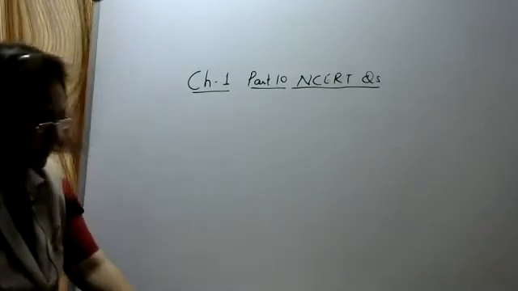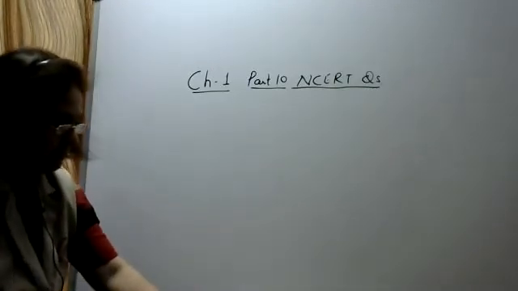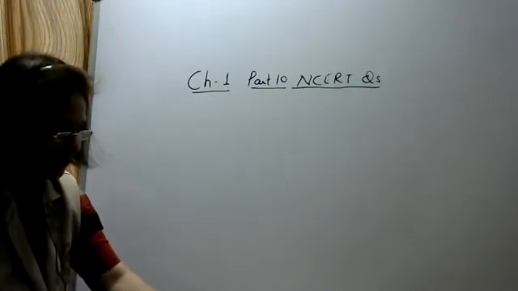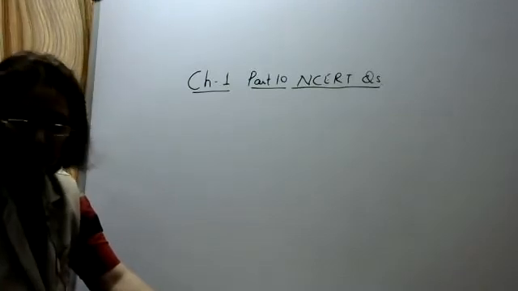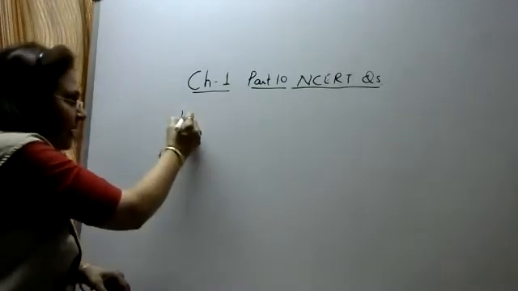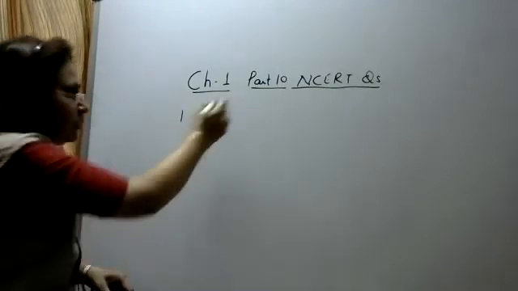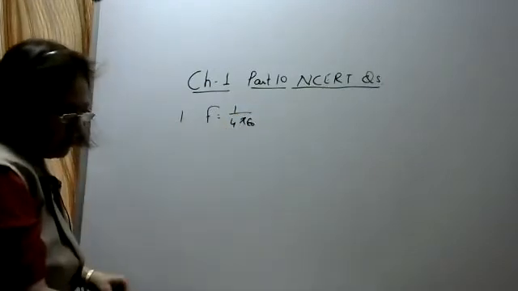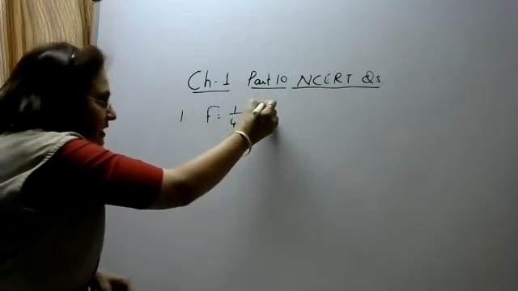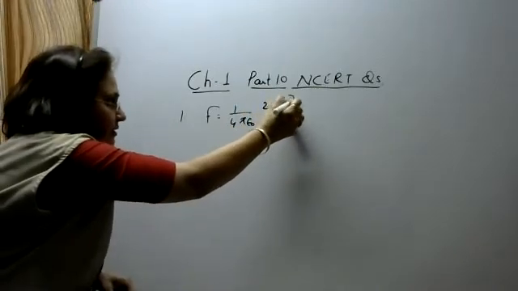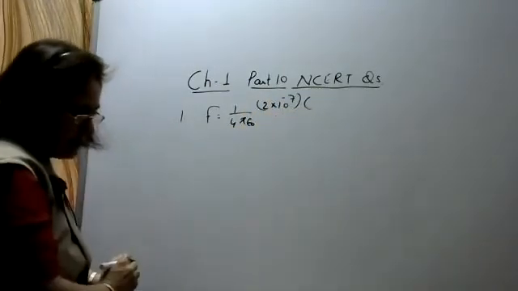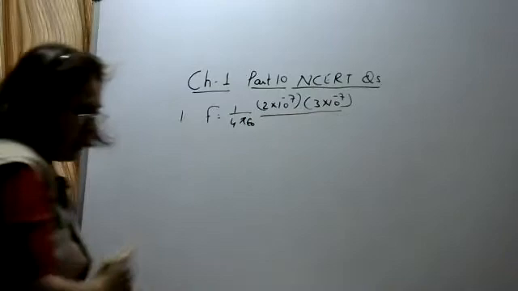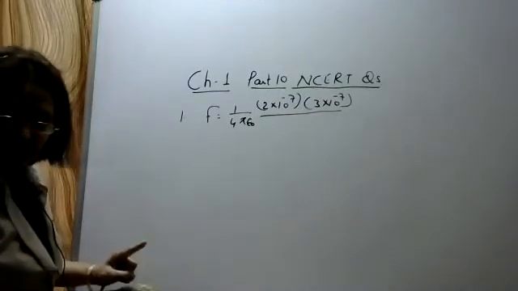First question: what is the force between two small charged spheres having charges 2 into 10 raised to the power minus 7 coulomb and 3 into 10 raised to the power minus 7 coulomb placed 30 centimeters apart? So here you have to find out the force. Force between two charges is 1 upon 4 pi epsilon naught q1 into q2. Q1 is given as 2 into 10 raised to the power minus 7 and Q2 is given as 3 into 10 raised to the power minus 7, upon r square, and the distance between them is 30 centimeters.